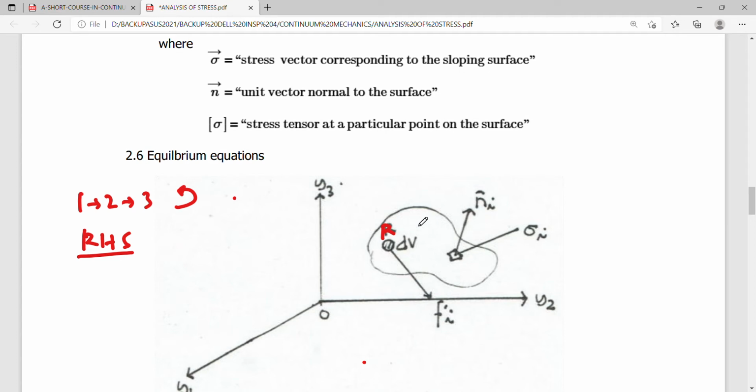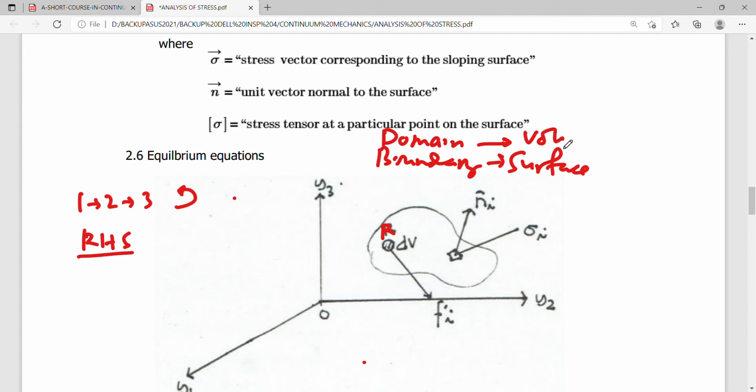So this body is now bounded by the surface of this region, and of course the domain upon which the boundaries are defined involves the volume. Here the boundary refers to the surface, while the domain of the representation of such body is actually the volume of the body.